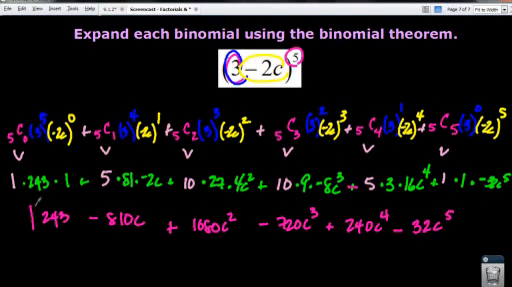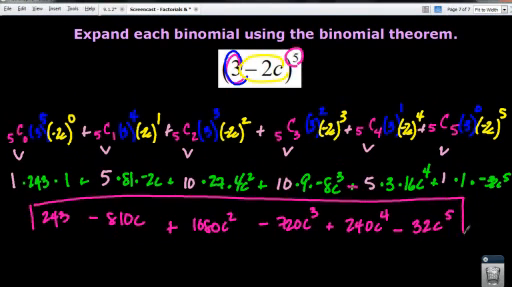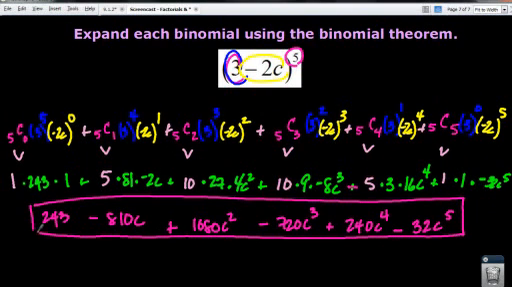So this is this expansion. Now you have to admit this is way faster than trying to FOIL to the 5th degree. And that is what the binomial theorem is. So now you are free for the rest of the period to work on your homework, which is posted as usual on Haiku.